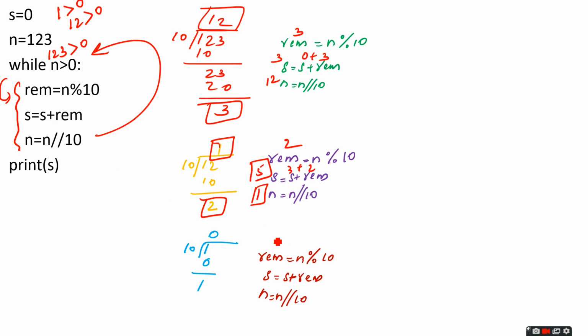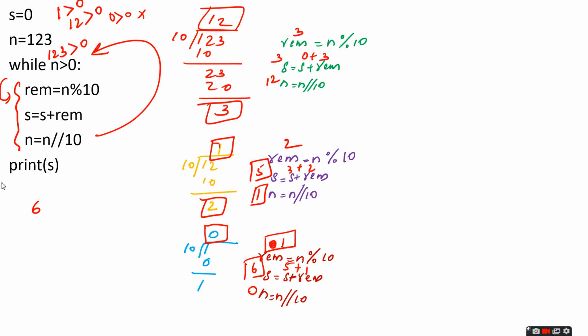Now we will divide 1 by 10. The remainder is 1. Then s equal to s plus remainder. Before, the value of s is 5, 5 plus 1, it is 6. Now n equal to n divided by 10. The quotient is 0. Again, we'll go back to the loop. 0 greater than 0, condition false, we will come out. We'll print s. The value of s is 6. So we'll get the sum of digits present in a number.